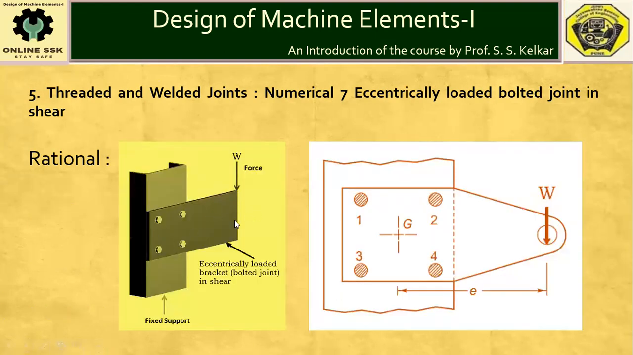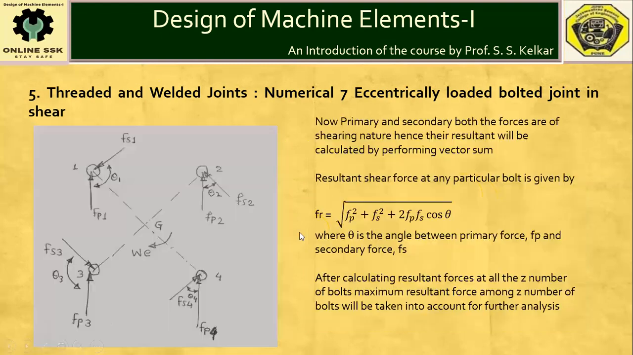A plate or a bracket is attached to a support using Z number of bolts, and the plate is subjected to load W, which is considered to be eccentric because it is not passing through the CG of the bolted system. In such cases, these bolts are said to be subjected to eccentric load, which is of shearing nature. This applied load W will cause shearing of the cross section of the bolts.